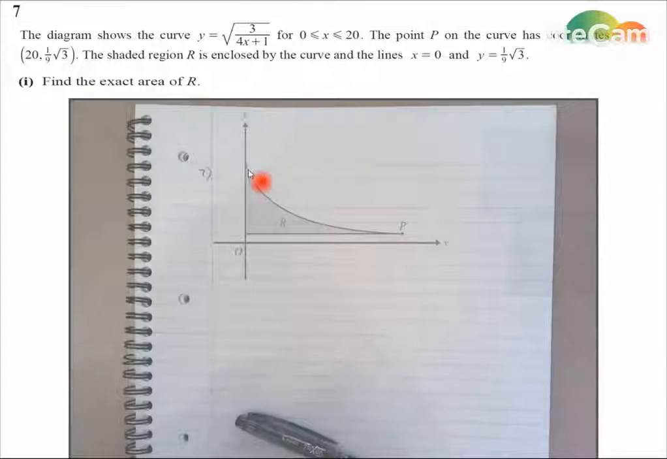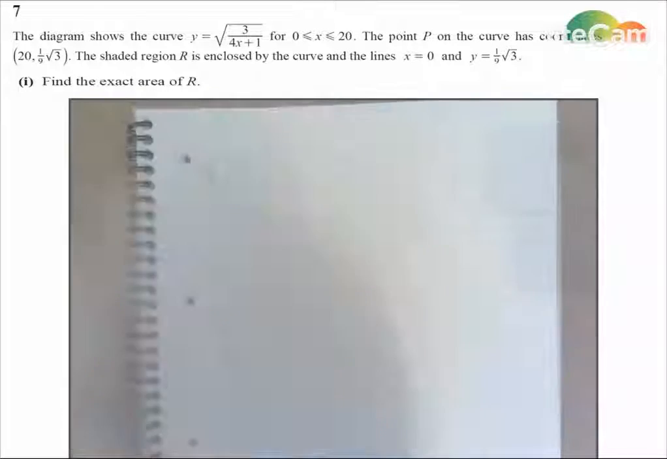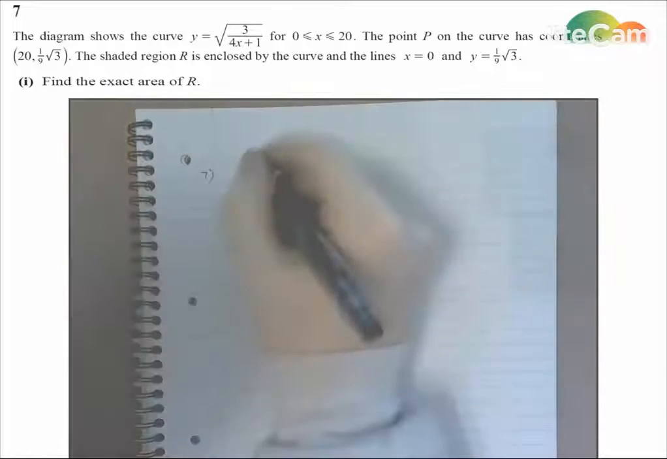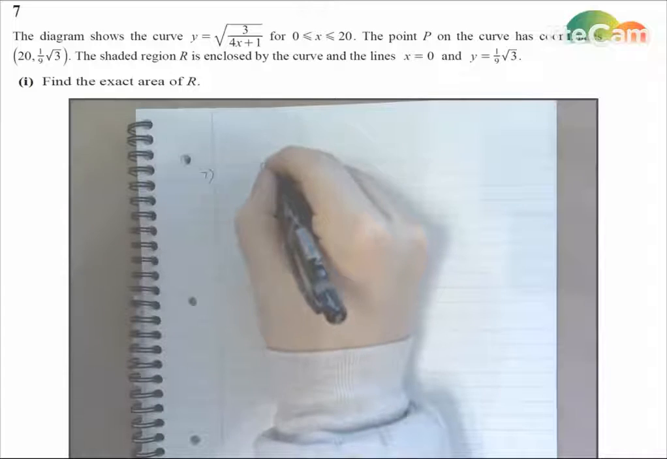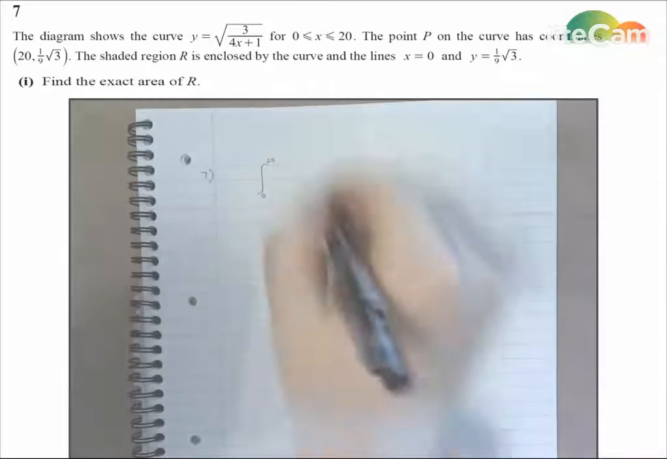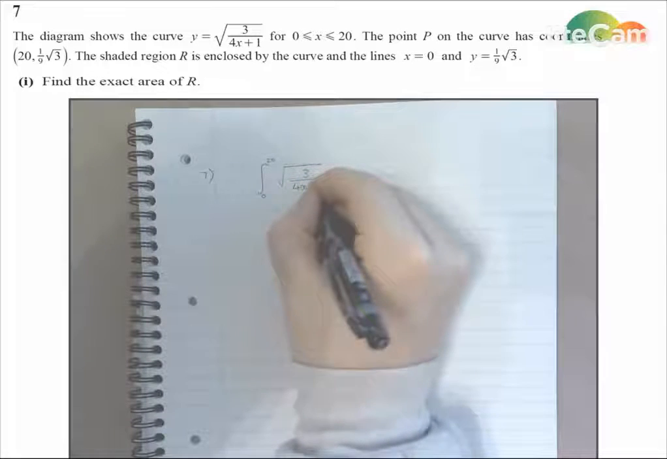So, to find an area under a curve, we're going to use integration, but we have to be careful with our final answer that we exclude this little rectangle that's underneath the curve there. Okay, so I'm just going to get rid of that picture so that I've got space to do my working out. And we're going to start off by integrating root 3 over 4x plus 1, and we're going to do it between 20 and 0.